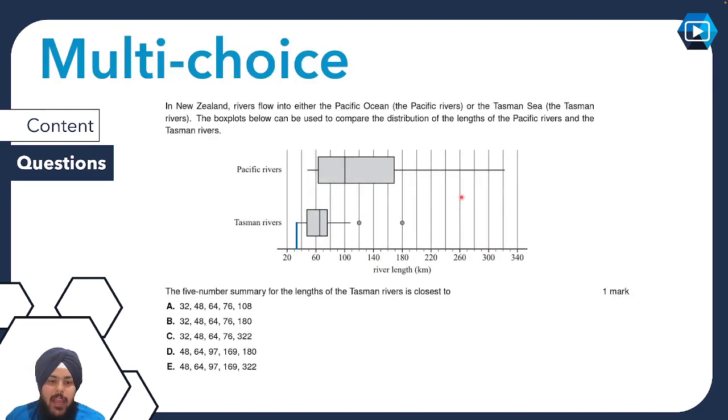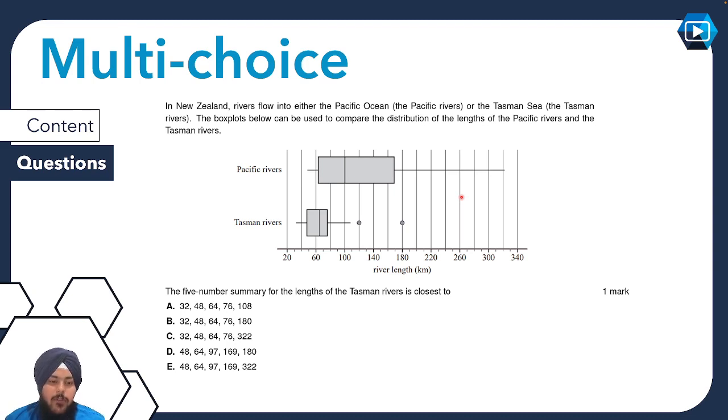Okay, so here we have another multiple choice question. In New Zealand, rivers flow to either the Pacific Ocean or the Tasman Sea. We have 2 different box plots and we're trying to determine the 5-number summary for the lengths of the Tasman rivers, which is closest to.